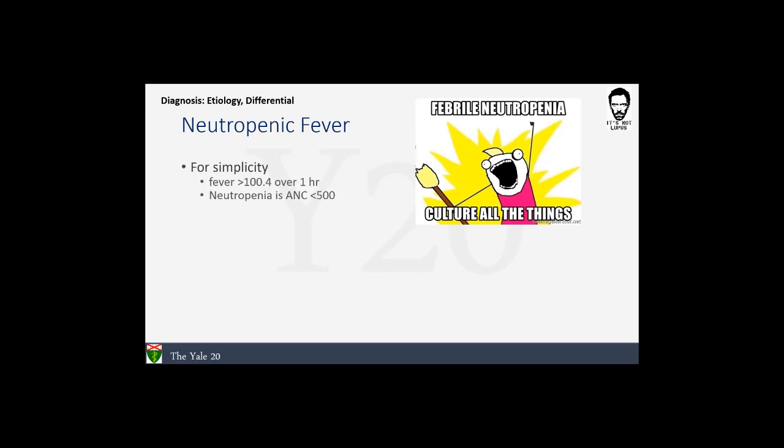The definition of neutropenic fever is a temperature of 100.4 over 1 hour. You can also consider anyone with a temperature of 101 at any given point to have a fever. Neutropenia is an ANC below 500. ANC is calculated by the white blood cells times the PMNs and bands. The magic number for us is below 500.